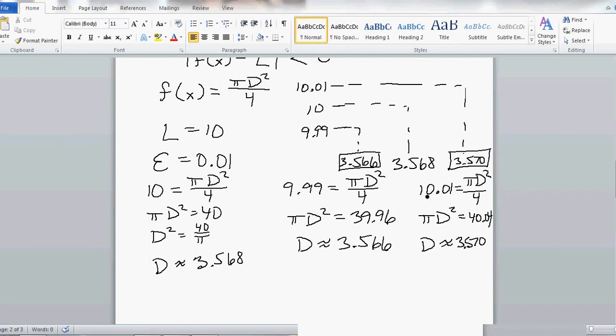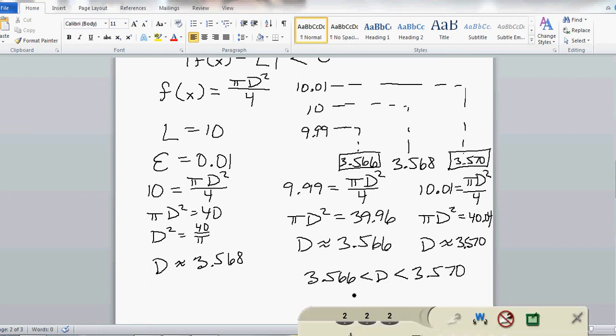So to finally answer the question, what is the tolerance range? Well, the diameter has to be somewhere between 3.566 and 3.570. And that becomes the tolerance range.